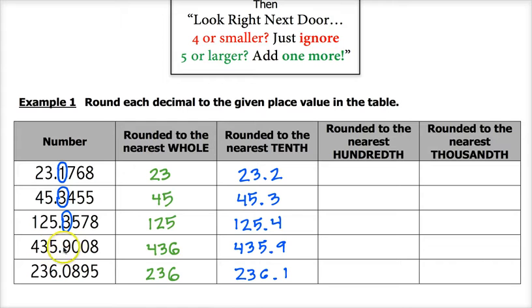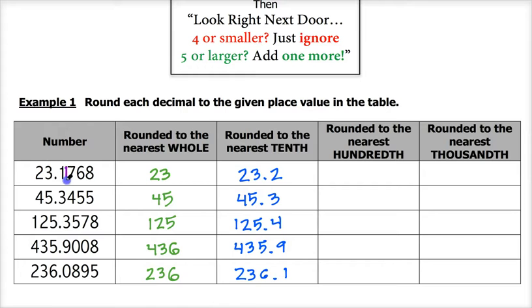Okay, so 435.9008 should have rounded to 435.9. 236.0895. 0 is in the tenths place. To the right, we have an 8. So 5 or larger, add 1 more. So this becomes 236.1. Okay, so now we'll practice rounding to the nearest hundredths place.